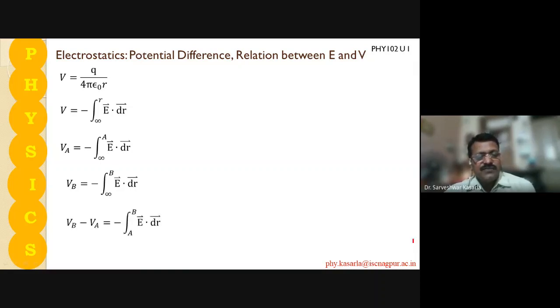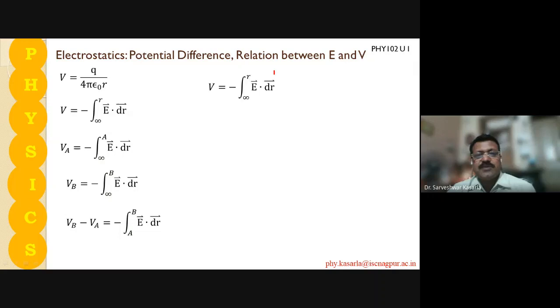So VB minus VA is nothing but the work done in bringing a unit positive charge from B to A. So that will be equal to this much. Here you must observe the limits of integration. Here it is infinity to A, infinity to B, but here it is, sorry, not infinity, it is A to B. That means the charge is moving from A to B. So that will be equal to like this.